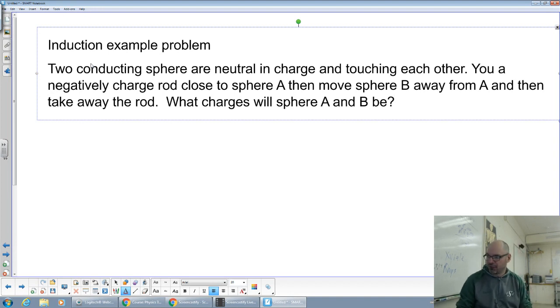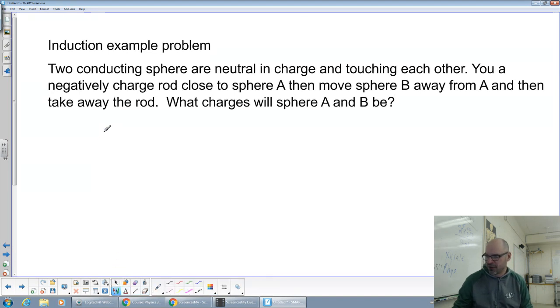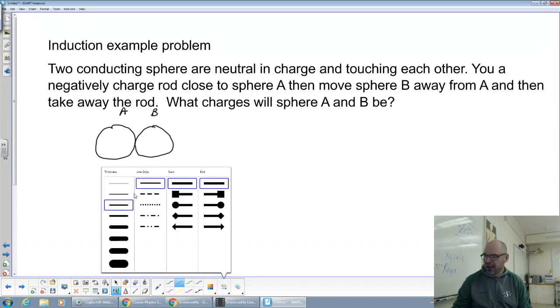So, if we have these two spheres that are conducting spheres and they're on an insulated base, let's call this one sphere A and sphere B. They're touching. So here's A and here's B. And they're neutral. So neutral objects have equal charges.